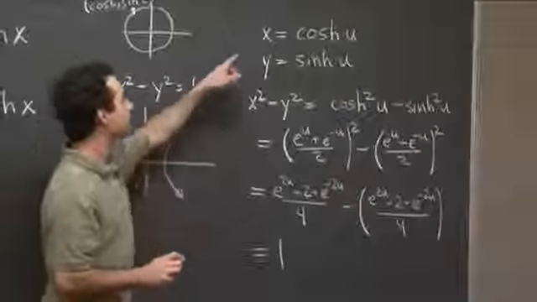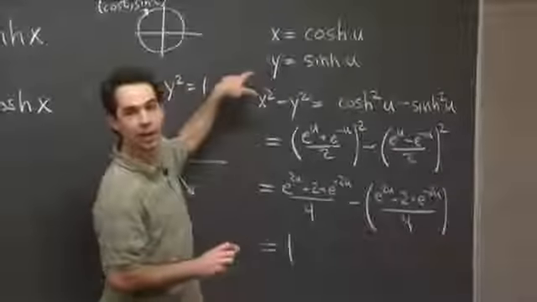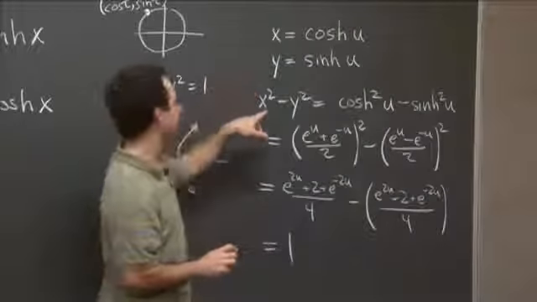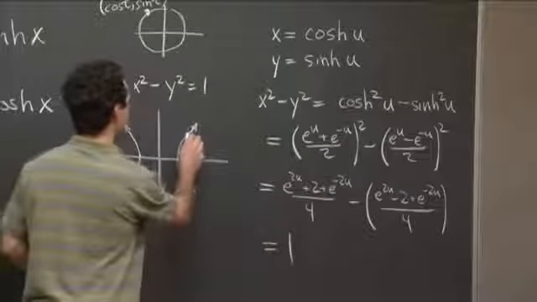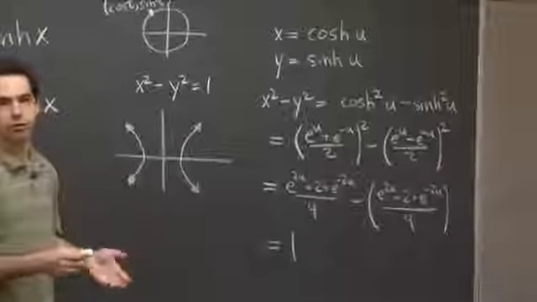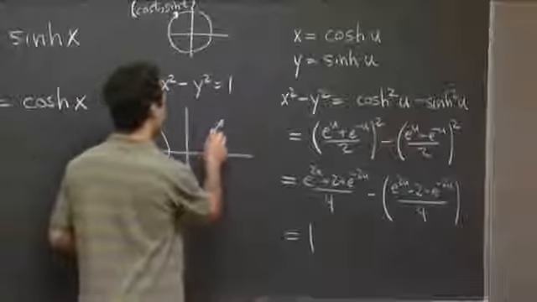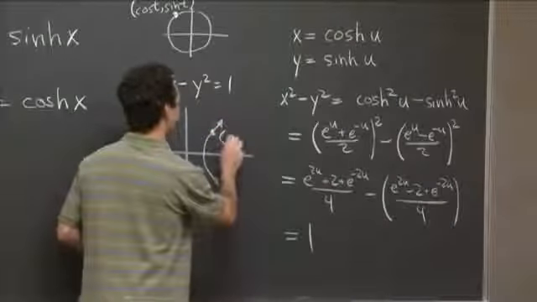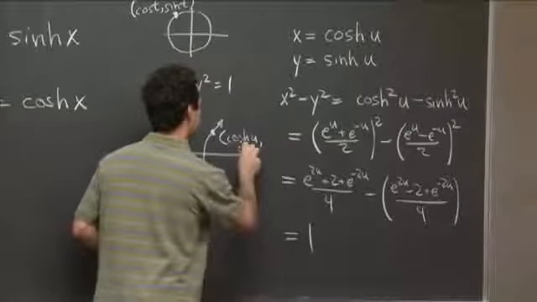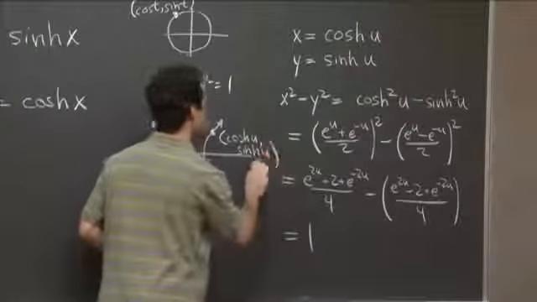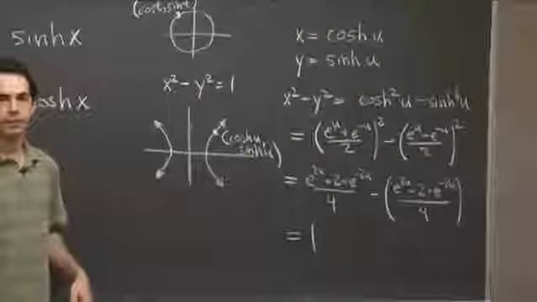So if x is equal to cosh u and y is equal to sinh u, then x squared minus y squared is equal to 1. So if we choose a point cosh u, sinh u, for some u, that point lies on this hyperbola. That's what this says: the point cosh u, sinh u is somewhere on this hyperbola.